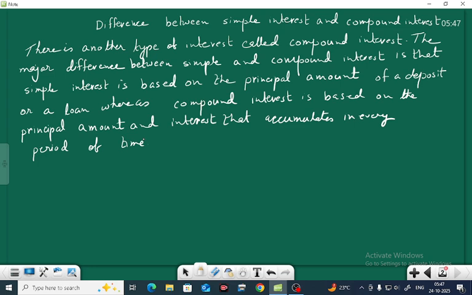Now I do some problems of the exercise on simple interest from the book. Let us solve the problem here.